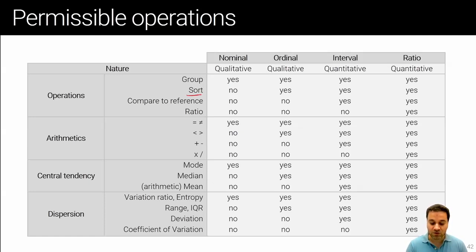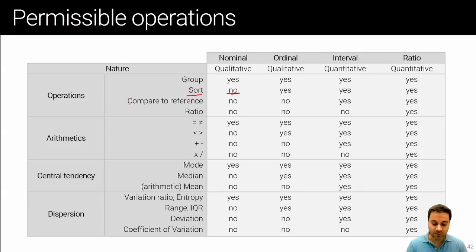However, if we want to sort them and say one value comes before or after another one, we cannot do it in a nominal variable. We need it to be at least ordinal. So it doesn't make sense to say Python comes after PhD. Well, with respect to what? They're just two different things.